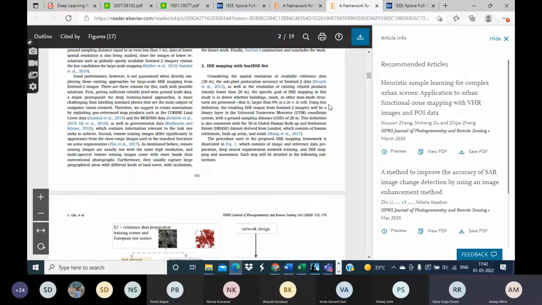Okay, so using this definition, the resulting HSE output from Sentinel-2 imagery will be a binary layer in some coordinate system with a ground sampling distance of these 20 meters. Okay, this definition is also consistent with a global human built-up and settlement extent. So this is some other data set which they have got from the Landsat imagery. So this is being done from one satellite, Sentinel, and they are comparing it with the similar data set obtained from the Landsat satellite which we talked about earlier.